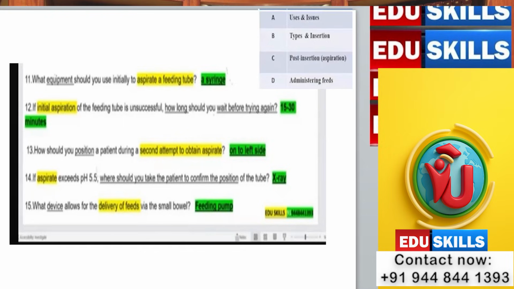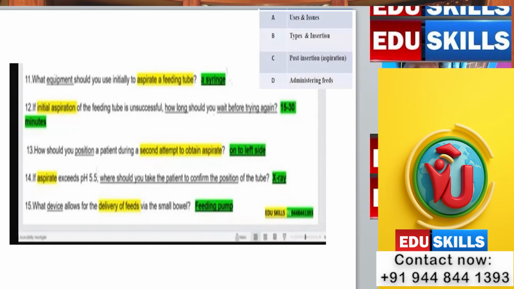And the 14th, if aspirate exceeds pH 5.5, where should you take the patient to confirm the position of the tube? The keywords are the aspirate and the pH of 5.5. So the answer is coming from text C. The answer is an X-ray. The 15th, what device allows for the delivery of feed via the small bowel? So the hedging words are what device and the delivery of the feed. And this is mentioned in paragraph D. So the answer is the feeding pump. And thank you.